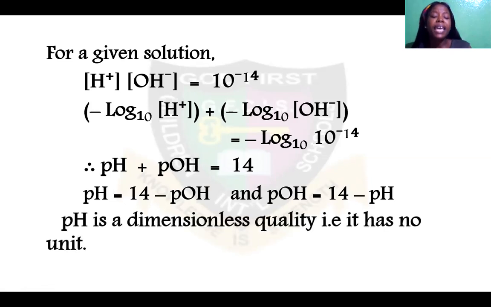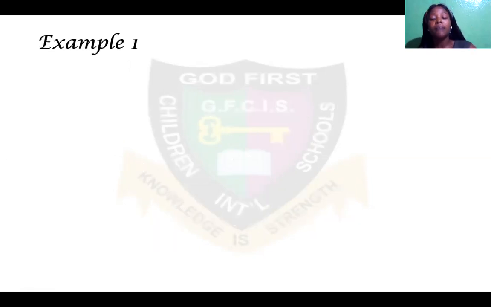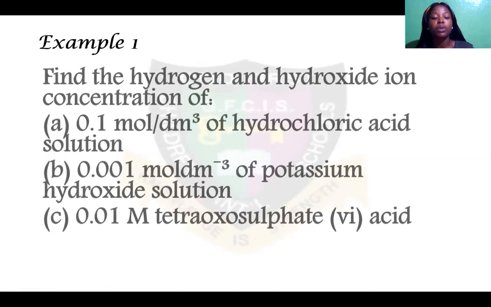So now, pH is a dimensionless quantity, meaning that it has no unit. pH has no unit. So if you are looking for the pH of a substance, it has no unit. And I told you that concentration is in mole per dm cube. So now let's look at a specific example. Our example number 1.